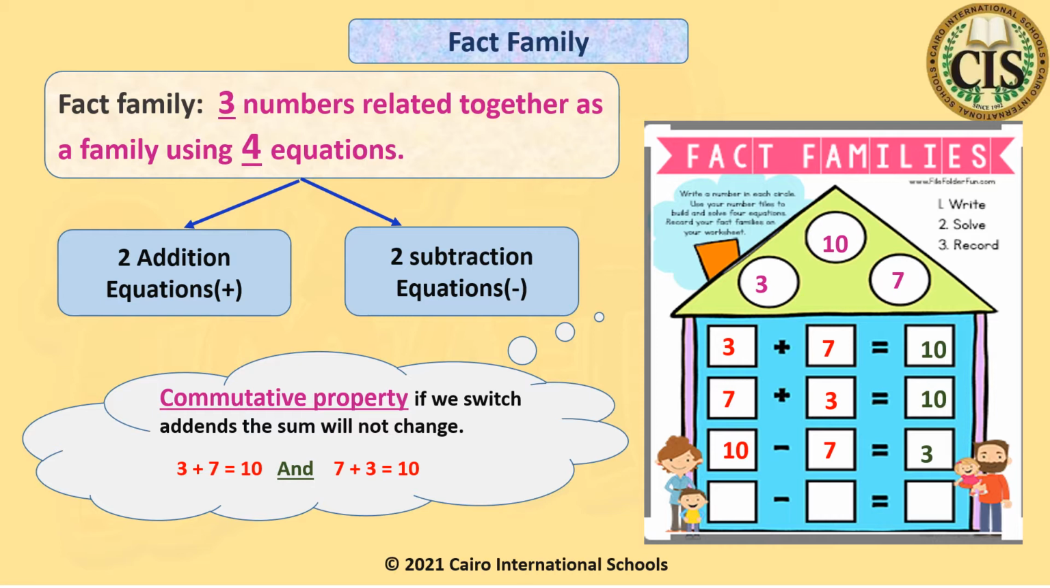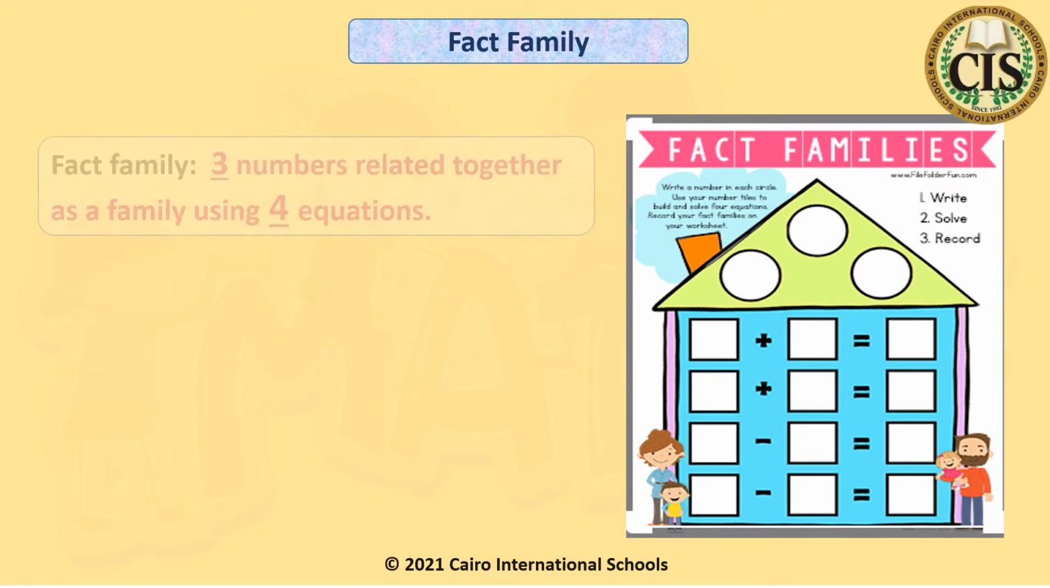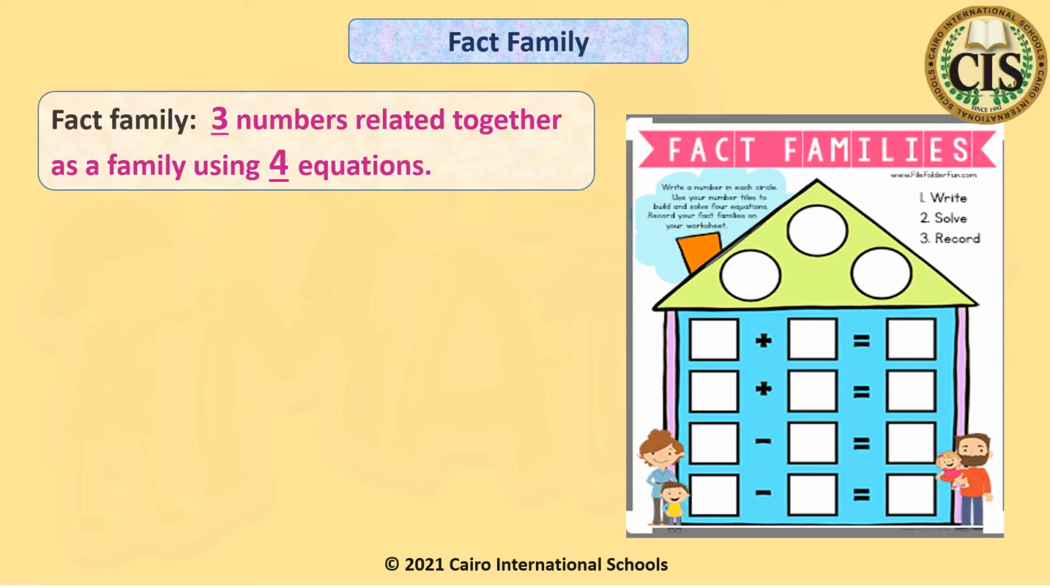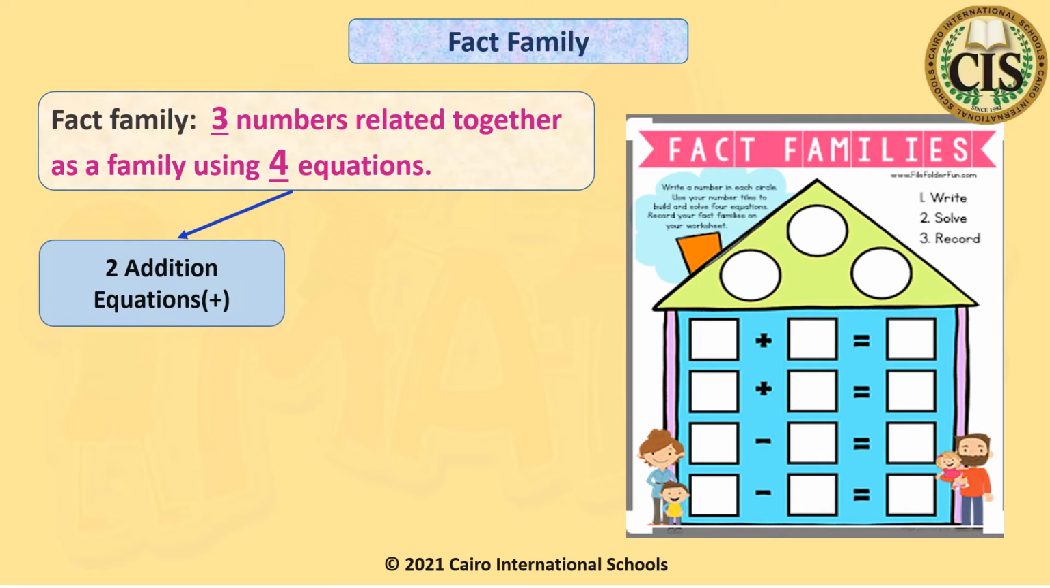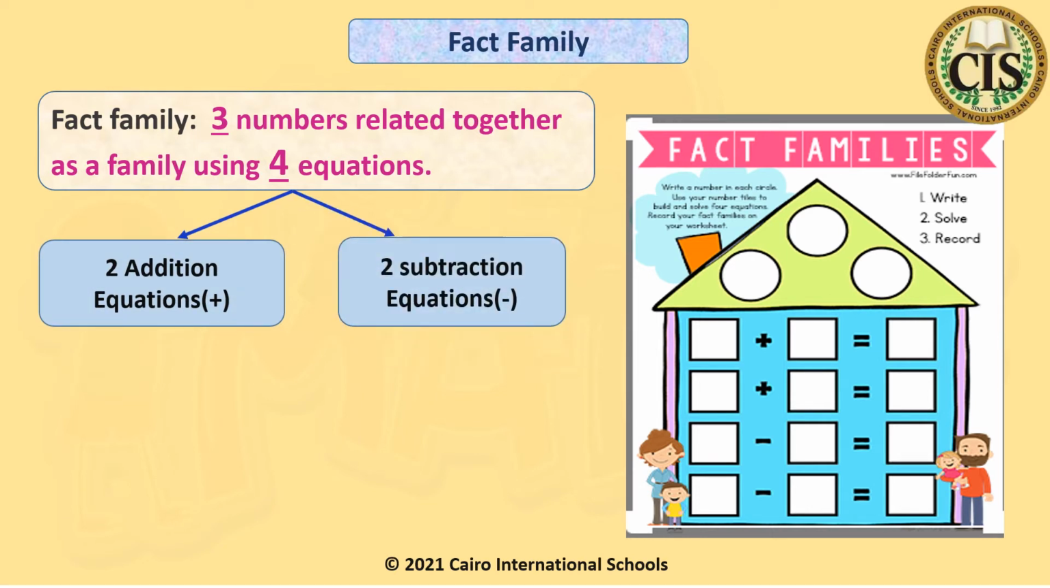The last subtraction equation will be what? It will be 10 also. But 10 minus what? 10 minus 3. 10 minus 3 will be equal to the third number in the family. So 10 minus 3 will be equal to 7. As we said, fact family has four equations, two addition equations and two subtraction equations.